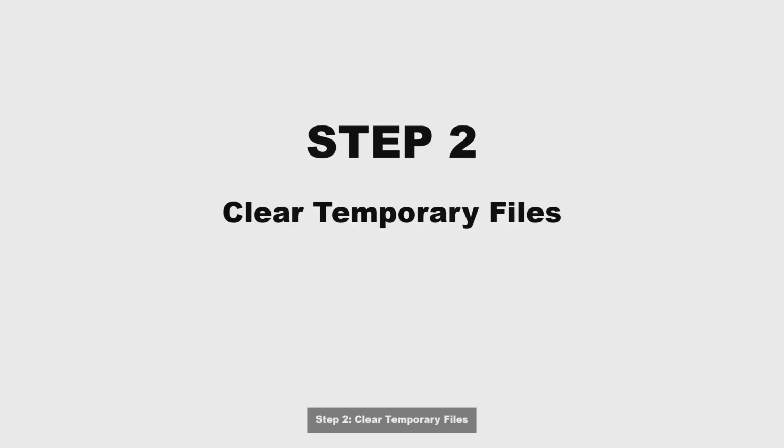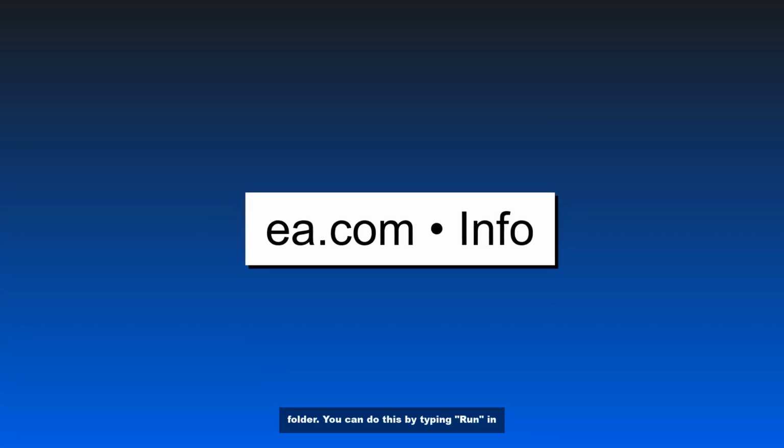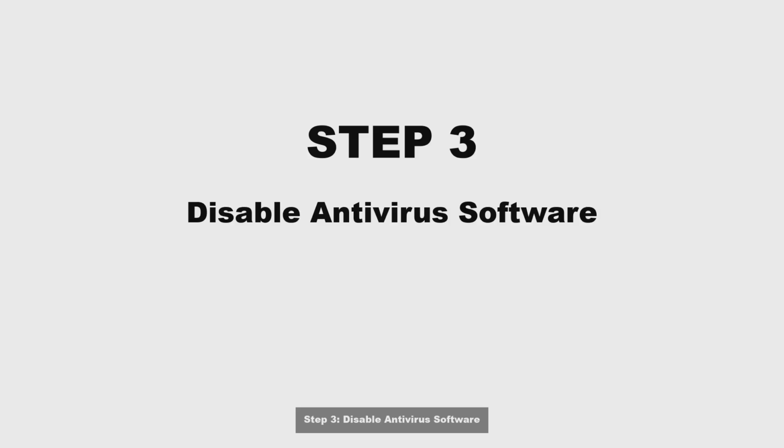Step 2. Clear temporary files. Navigate to your system's temporary files folder. You can do this by typing run in a search bar, then entering %temp%. Delete all files in this folder to free up space and remove any corrupted files that may be causing the loop.